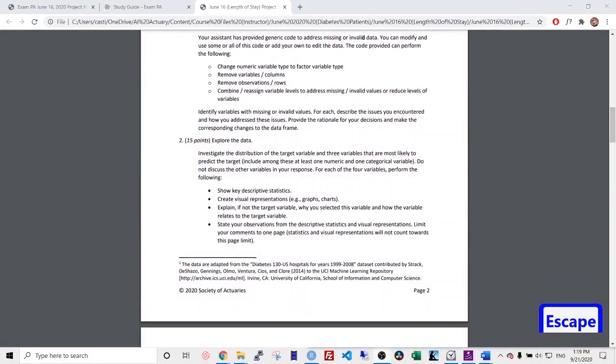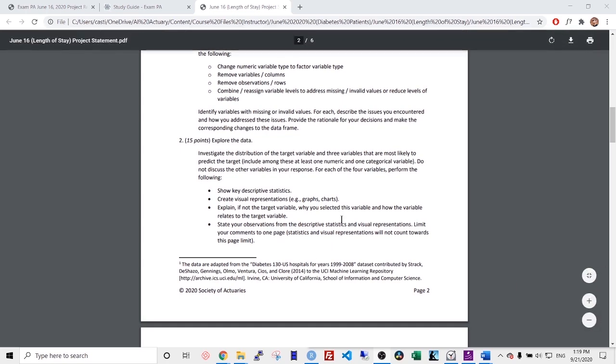Task 2, explore the data. 15 points. Investigate the distribution of the target variable and 3 variables that are most likely to predict the target, including among these at least 1 numeric and 1 categorical variable. Do not discuss the other variables in your response.